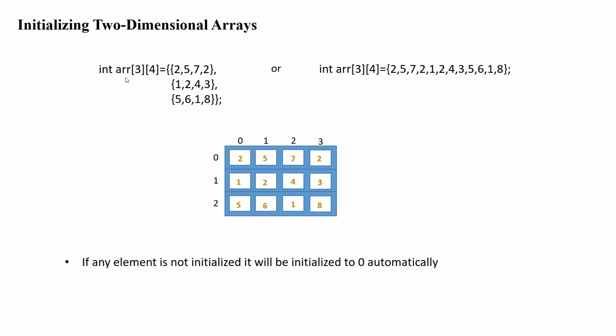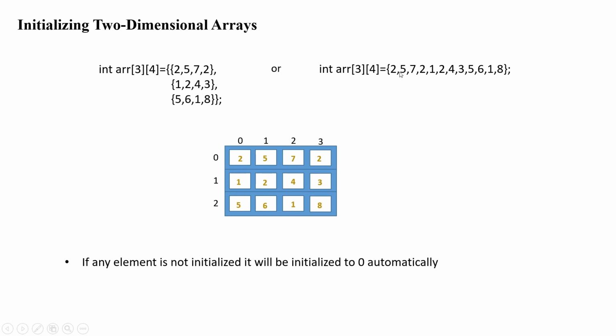Now we will see how to initialize the two-dimensional arrays. You can either follow this or this. Here we have declared an array with number of rows 3 and number of columns 4, as you can see here. We're initializing each row here. The first row will have the values 2, 5, 7, 2. The second row will have the values 1, 2, 4, and 3. The third row will have the values 5, 6, 1, and 8. Or you can initialize it in this way.